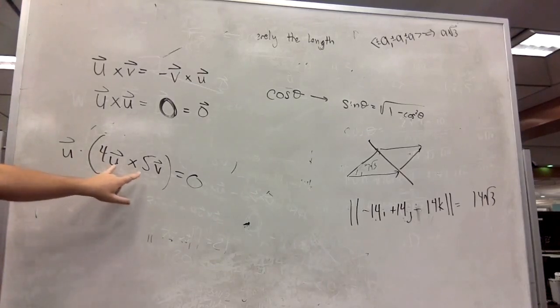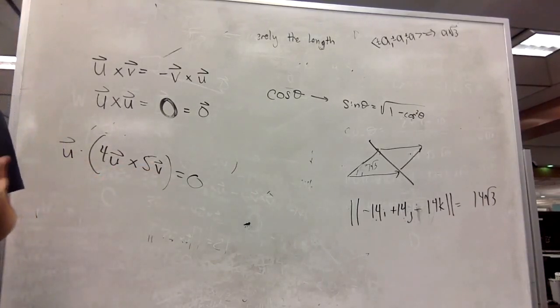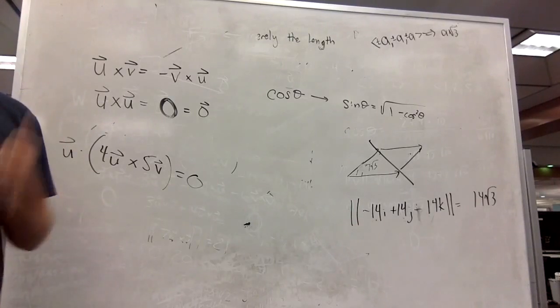Here's the deal. What does u cross v give you? U cross v gives you a vector that is what? Perpendicular. Perpendicular to what, though?